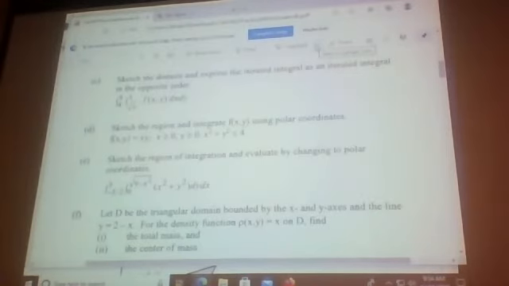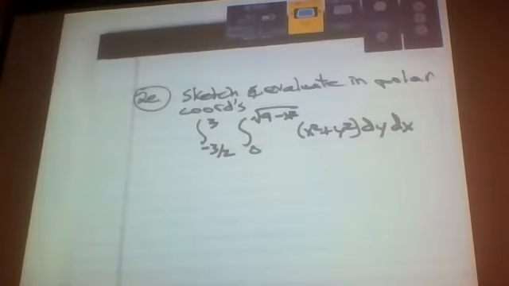All right. There's the integral from minus 3/2 to 3, the integral from 0 to square root of 9 minus x squared, of x squared plus y squared dy dx. Hopefully you can read it off the board there. 2E: sketch and evaluate this region.